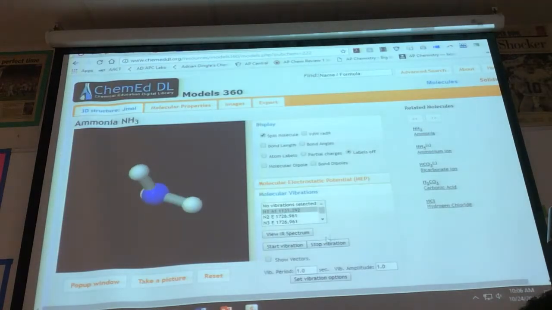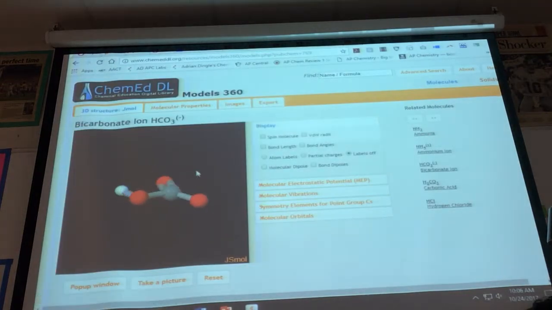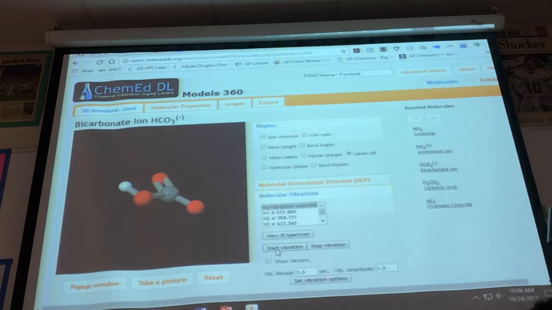And then if you look at these little molecules, now ammonia's pretty easy. Let's take a look at a bicarbonate ion. You can see the rotation. Here comes the vibration. And you can do them differently. Like you can look at different ones, wiggle, wiggle. Oh my, it's so cute.